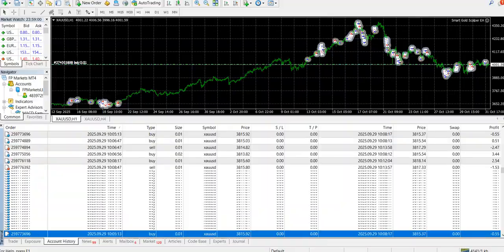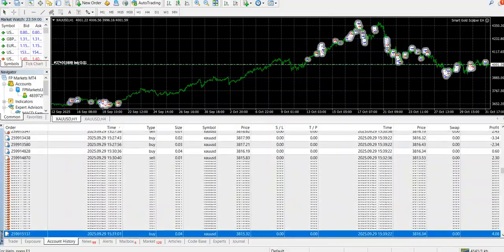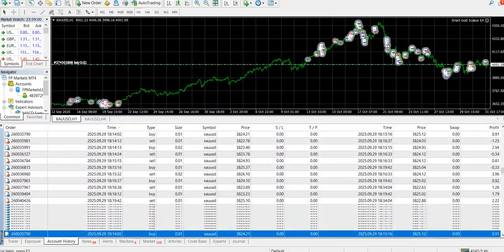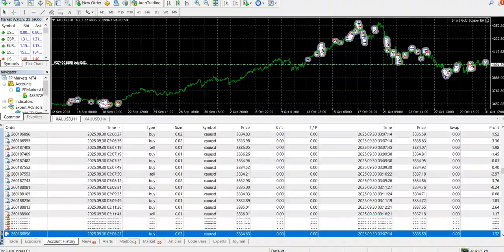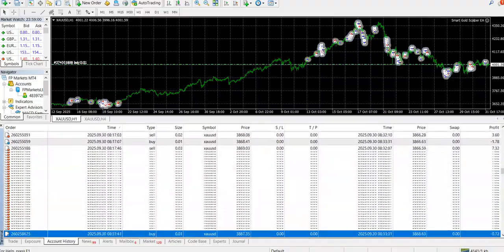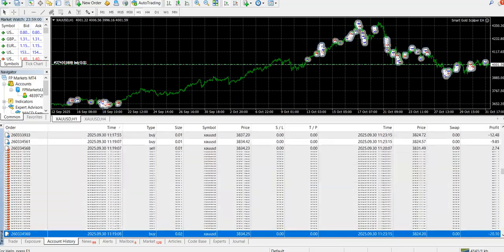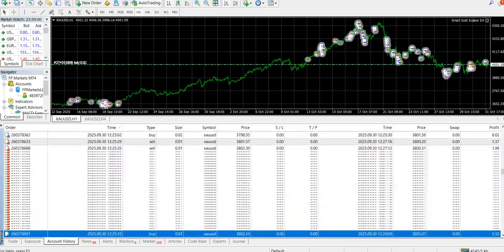Whether the market is going up, going down, consolidating, ranging, or trending, this expert advisor has performed, not with similar results in terms of profitability, but it has been able to sustain in every kind of environment.